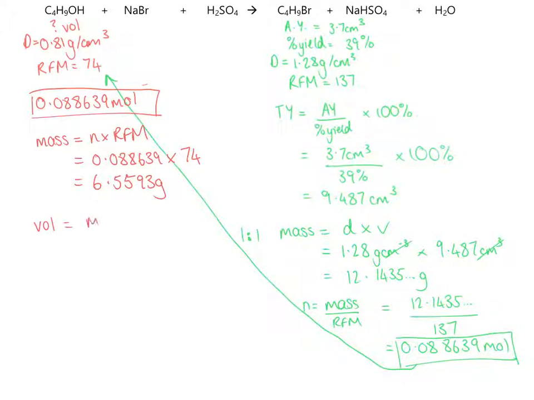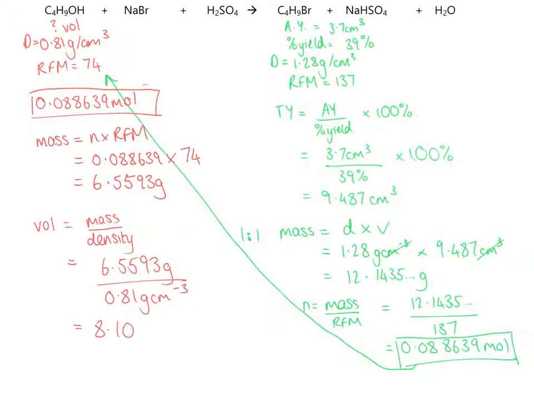Volume is equal to mass over density. My mass is 6.5593 grams. And my density is 0.81 grams per centimetre cubed. So my volume works out as 8.10 centimetres cubed.